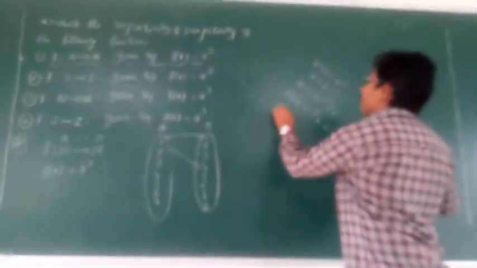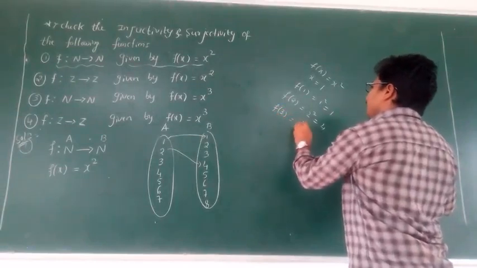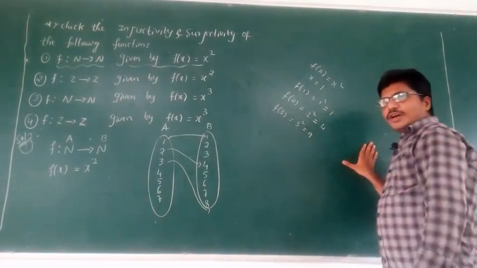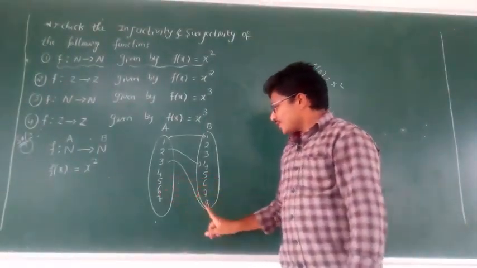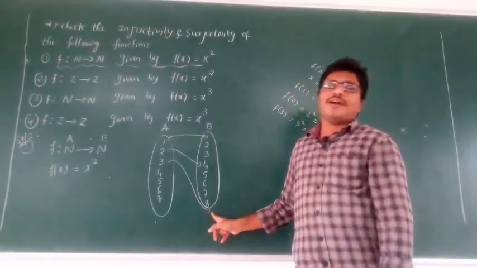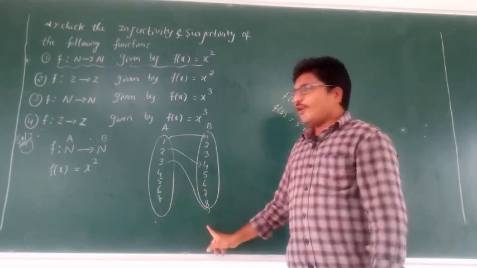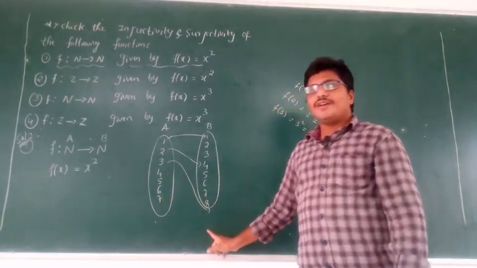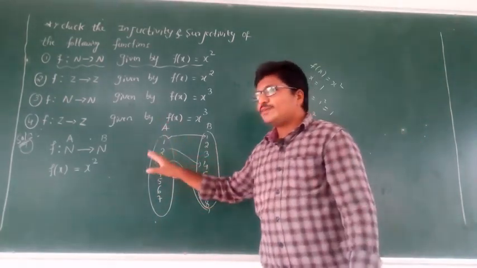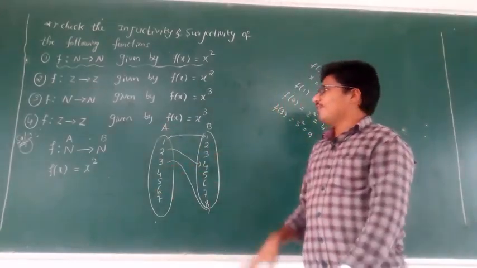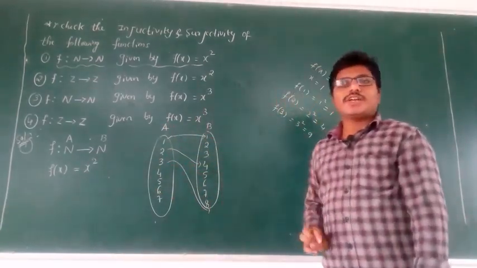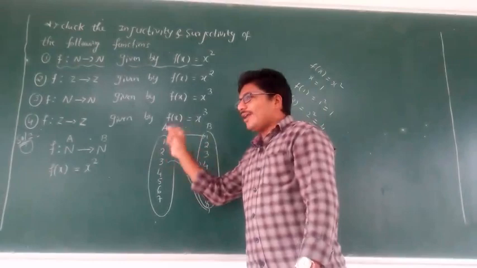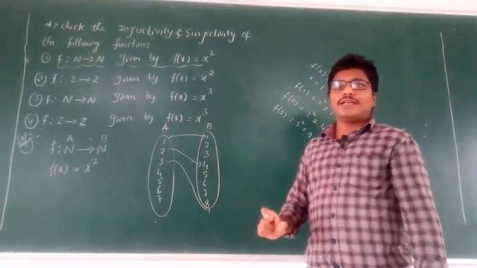Fill 3, what happens? 3 square is equal to 9, so 3 is directly connected with 9. Fill in 4, it becomes 16, so the B set definitely contains 16. Fill in 5, it becomes 25. 6 gives 36. 7 gives 49. It means it is possible to say it is one-one. It is definitely injective, because we just have to go through this one set. Each and every element must contain images.